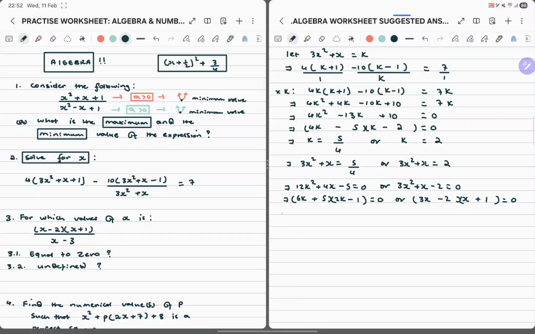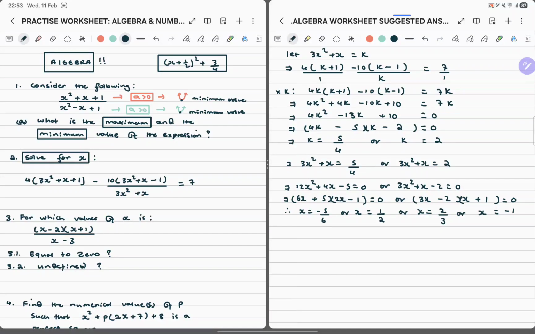So what do we have now? Did I put k, guys? Excuse me. There's no longer k here. This is x. Oops. K is long gone. Okay, good. Now we can make a conclusion that our x is going to be minus 5 over 6, or x is going to be equal to a half, or x is going to be equal to 2 over 3, or x is going to be equal to minus 1.